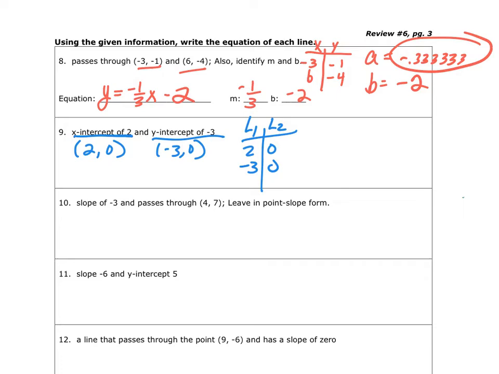Oh, did you see me write those numbers wrong? That would have been horrible. Did you see what I did wrong? If it's the y-intercept, the 0 goes here and the y goes there. That's me being tired and in a hurry.